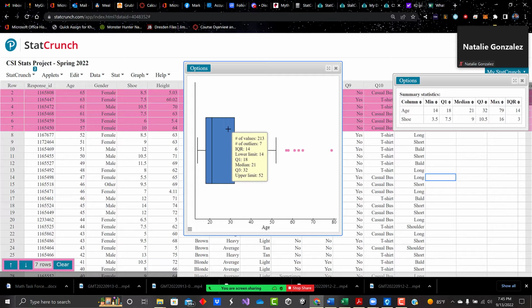Why are they saying lower limit is not the lower fence? It's the minimum value. So they just went with the minimum value. They're saying anything above 52. I'm not sure why. That's off.